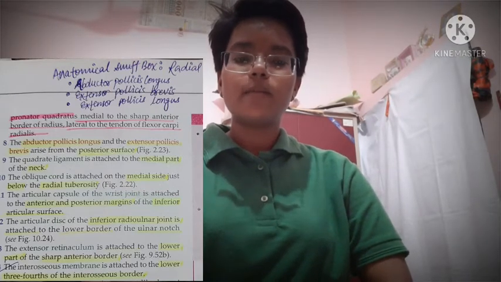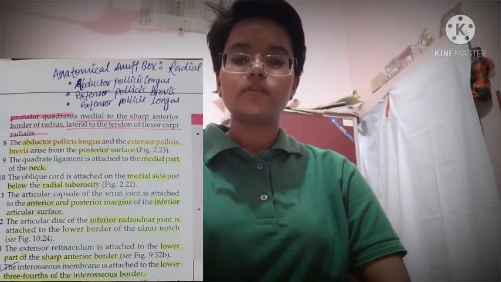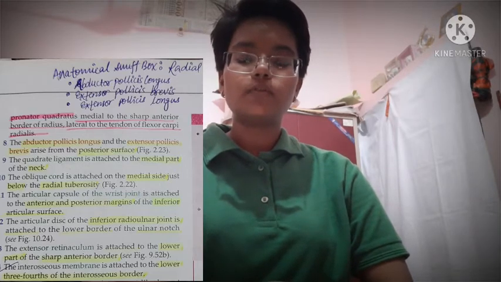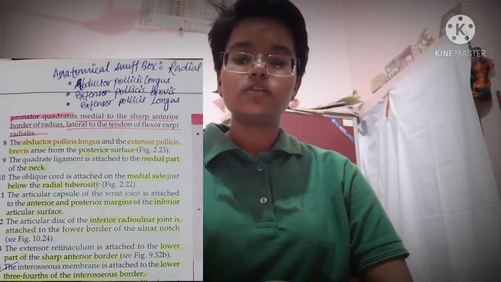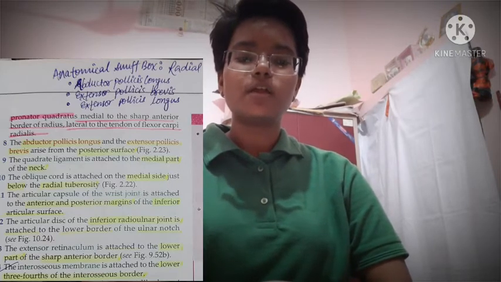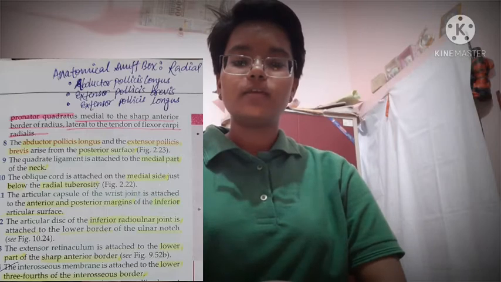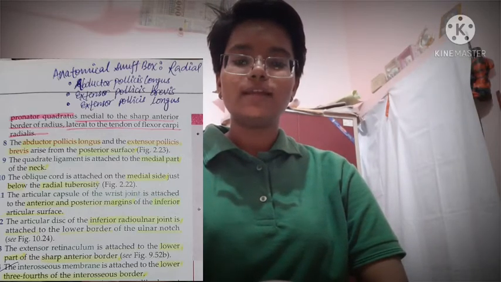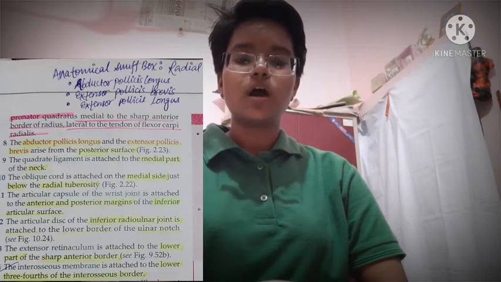The quadrate ligament is attached to the medial surface of the neck. The oblique cord is attached on the medial side just below the radial tuberosity. The articular capsule of the wrist joint is attached to the anterior and posterior margins of the inferior articular surface. The articular disc of the inferior radio-ulnar joint is attached to the lower border of the ulnar notch.